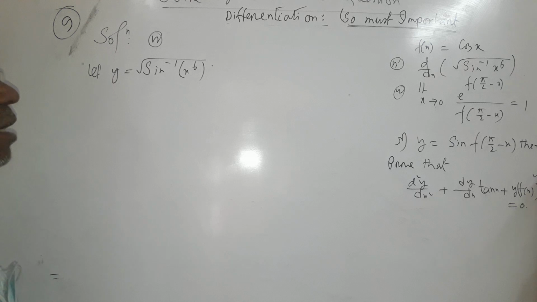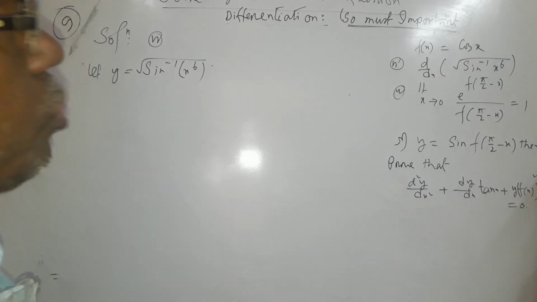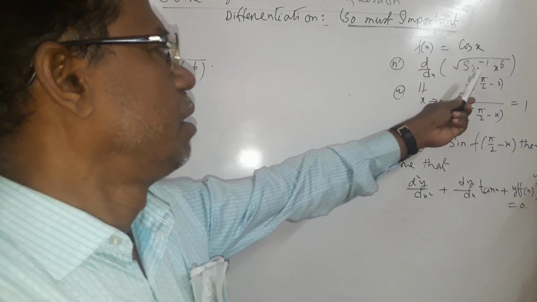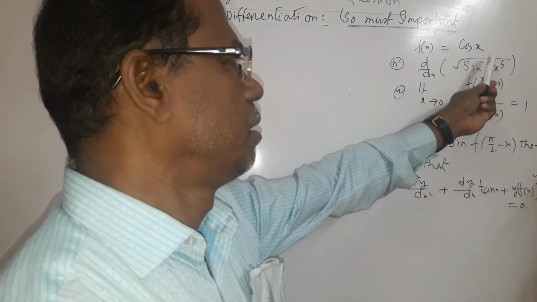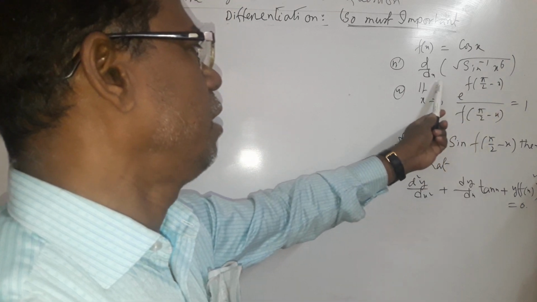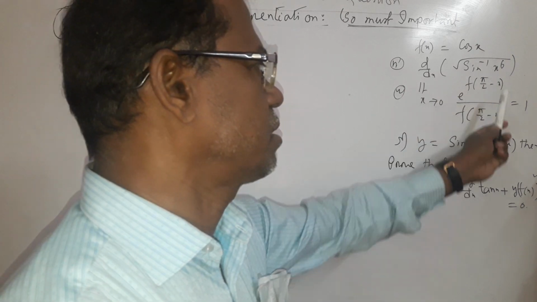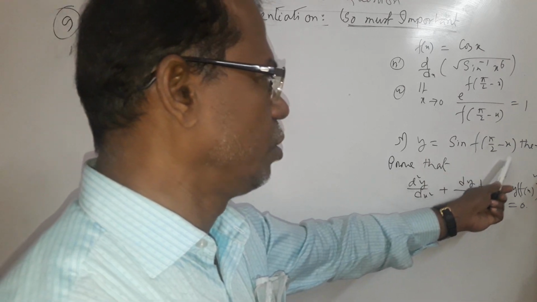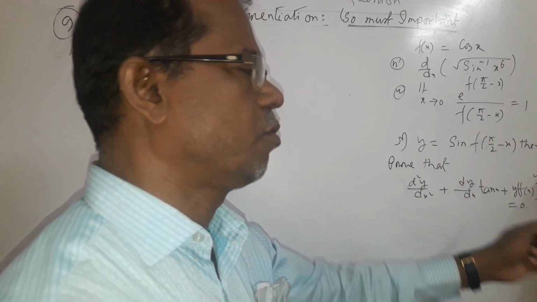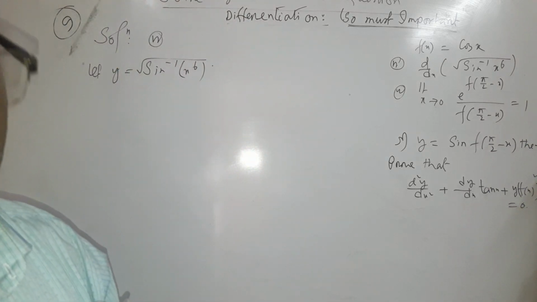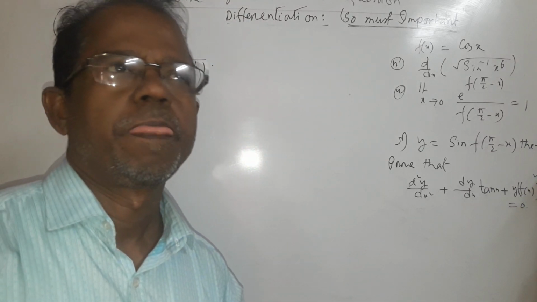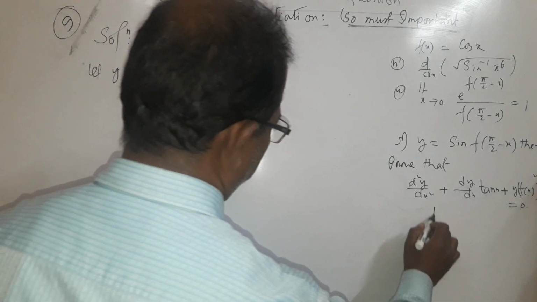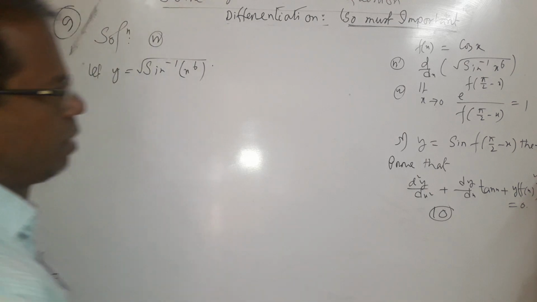This question means f(x) equals cos x, d/dx of the square root of sin inverse x to the power 6, and limit x tends to 0 of e to the power something, by something, equals 1, and y equals sin, then prove that it equals 0. This is a set of three questions, worth 10 marks.